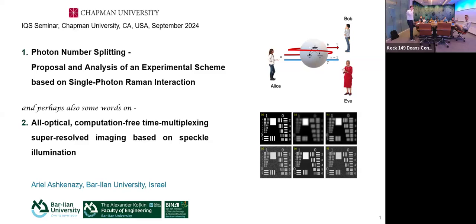As John said, we will talk about photon number splitting, which is an attack on quantum key distribution systems, and a proposal of an experimental implementation of this attack. And perhaps, I hope we'll have some time to also discuss super resolution using speckle illumination, which is computation free.